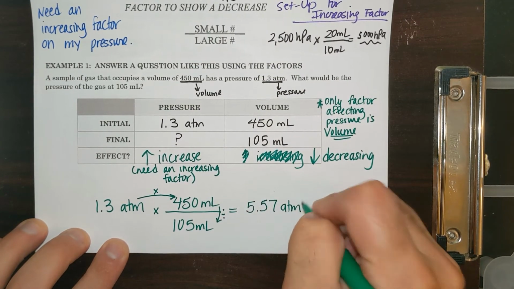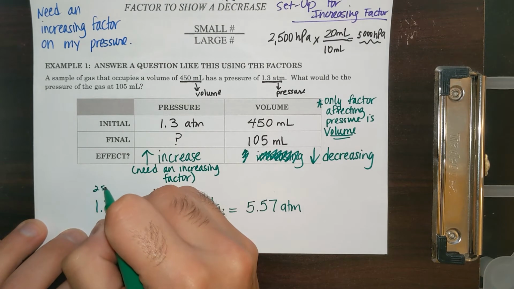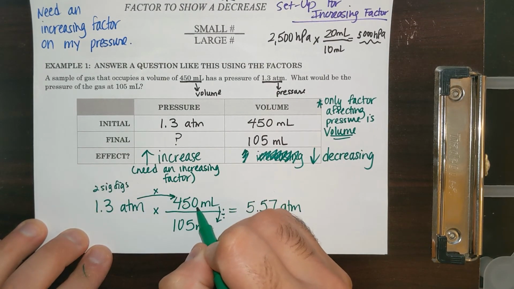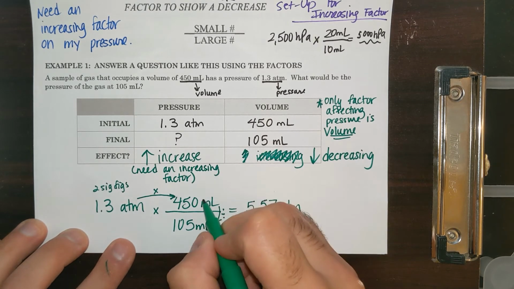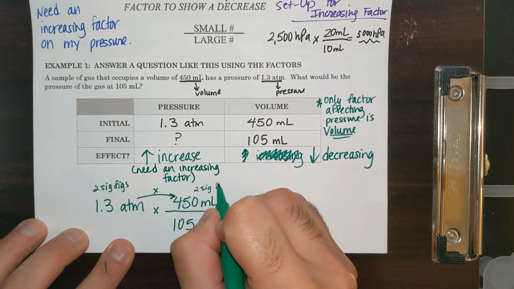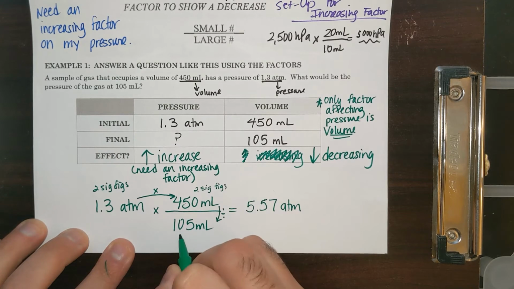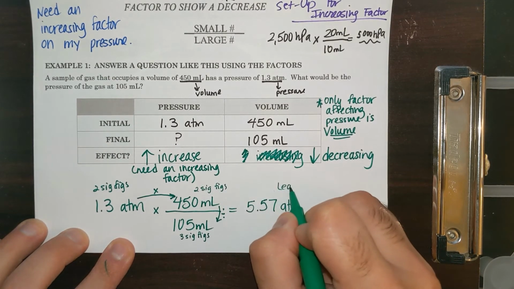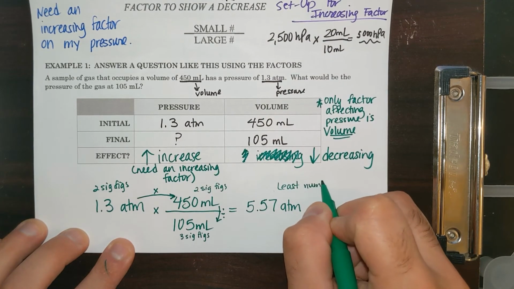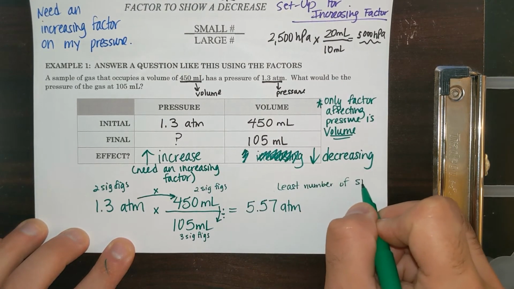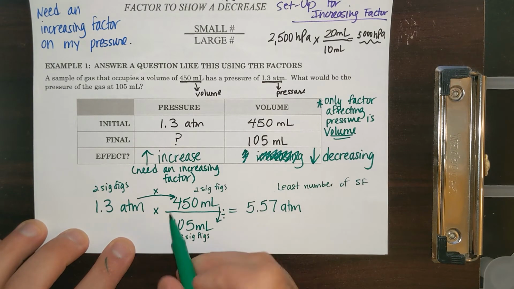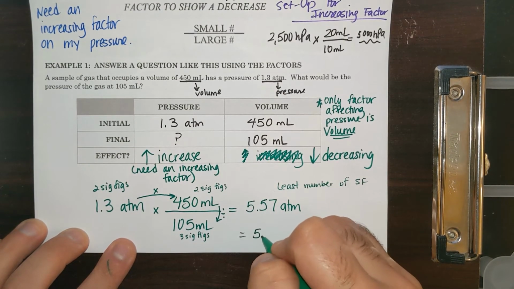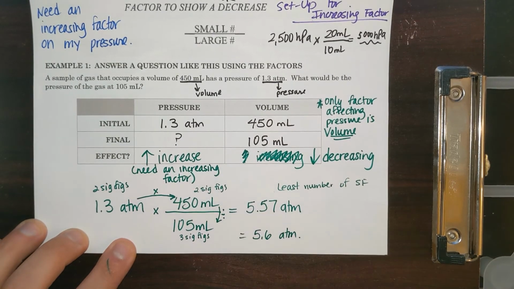Now, if I wanted to have the correct number of sig figs, this has 2 sig figs. 450, that 0 is not significant because there's no decimal point. 2 sig figs. And then this has 3 sig figs. So my answer needs to have the least number of sig figs if I'm doing a multiplication and division. So I need to convert 5.57 to 2 sig figs. So this is going to be about 5.6 atmospheres.